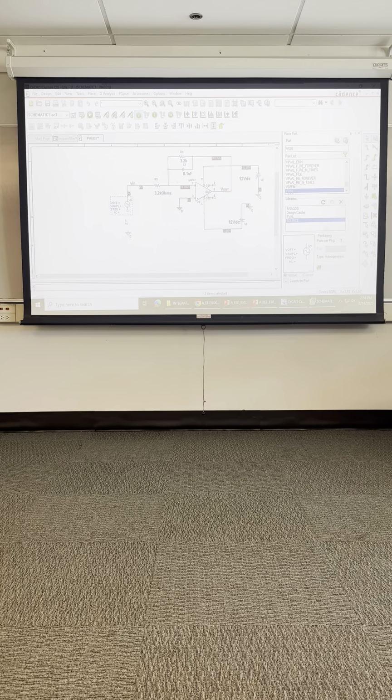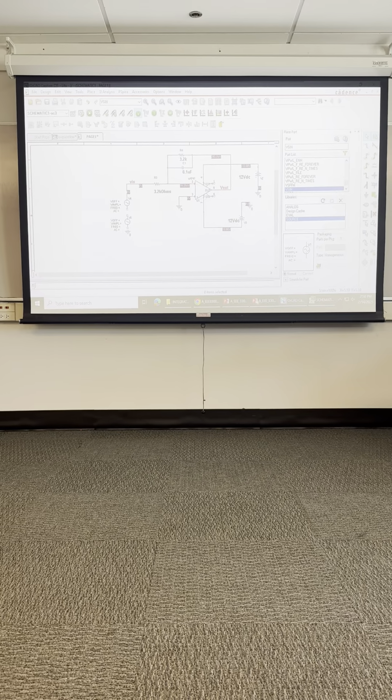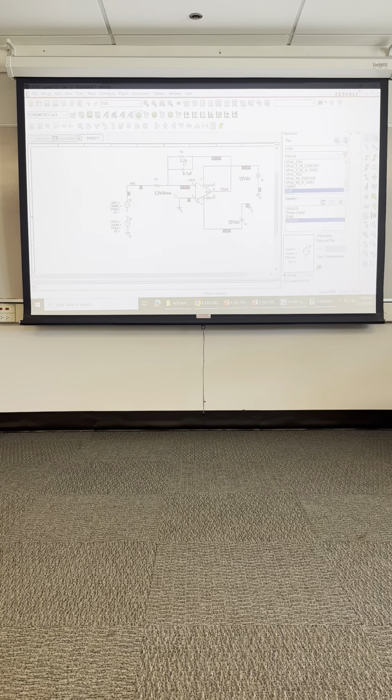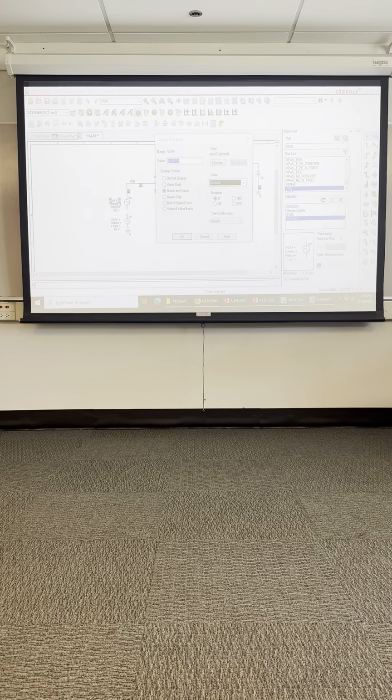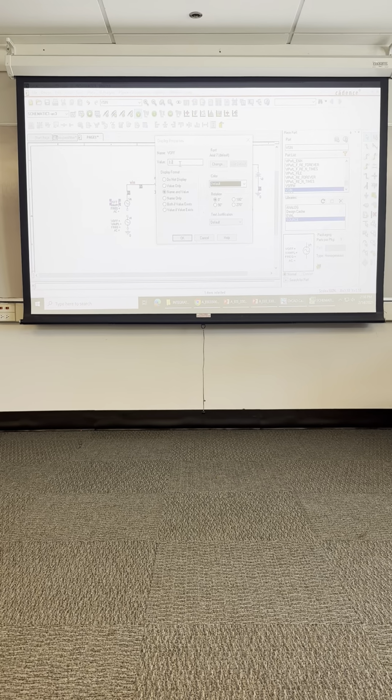Two sources, one for the desired and one for the interfering waveform. So we'll assume, let's assume here, this says the desired is AC with amplitude of 3.2. And we're not really solving the problem, we're just giving an idea of what it's asking. 3.2 volts.